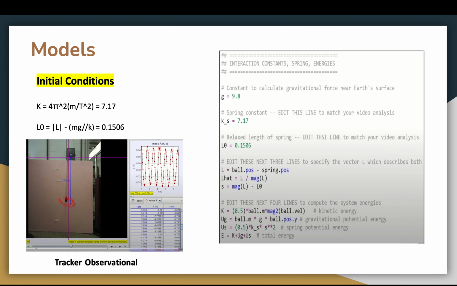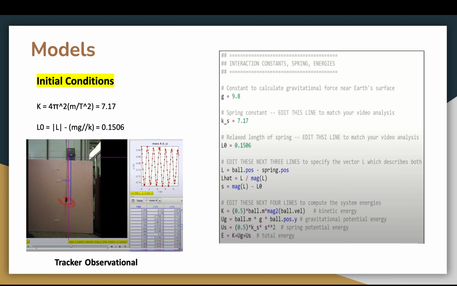So when analyzing the observational model, I use Tracker by plotting change in position over time from the point of release until the end. For my initial conditions, I calculated the spring constant by deriving the equation 4 pi squared times the mass over the period squared. To find the period, I found the average of 3 oscillations from the y direction, which was calculated to be 1.52. After plugging in all the numbers, I found the spring constant to be 7.17. For L naught, I used the given L of 0.7 and subtracted the mass of the object over the spring constant I just found, and I got 0.1506.